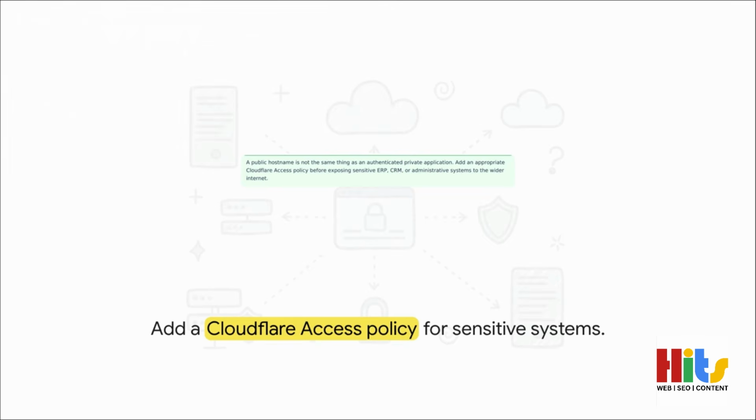Simply publishing a hostname like erp.yourdomain.com does not mean it's private. Anyone who guesses that URL can hit your application's login screen. So, for truly sensitive internal systems, you must layer on a Cloudflare Access policy. This forces users to authenticate, like logging in with their Google or Microsoft account at the Cloudflare edge before they're even allowed to see your application's front door. It is an absolutely essential security layer.